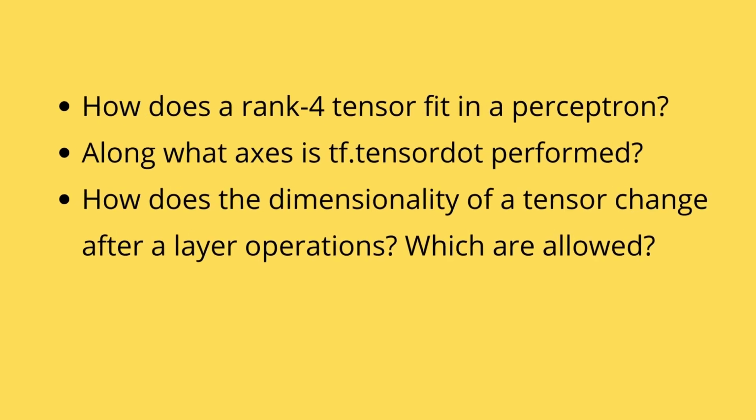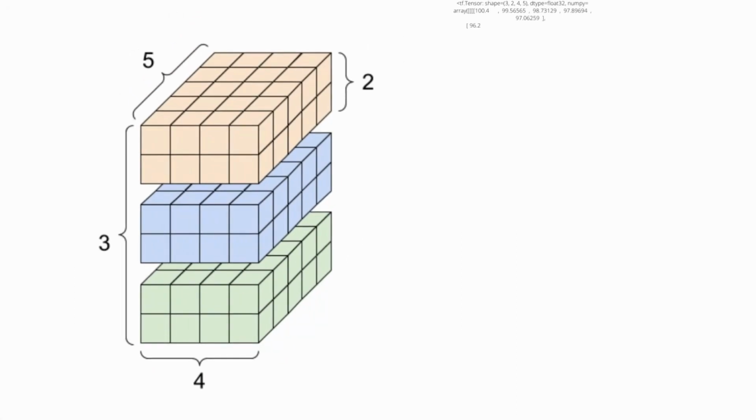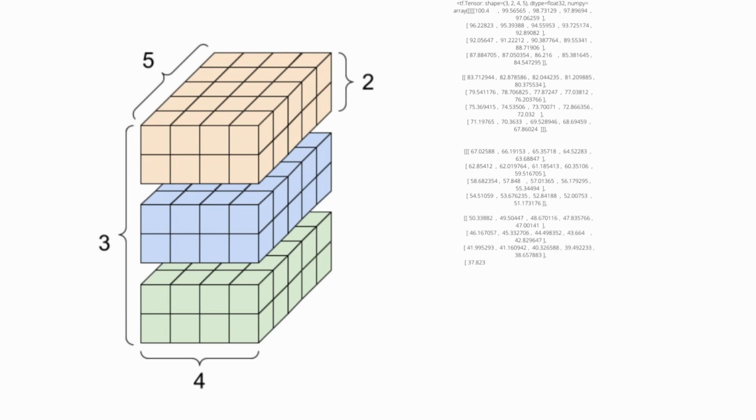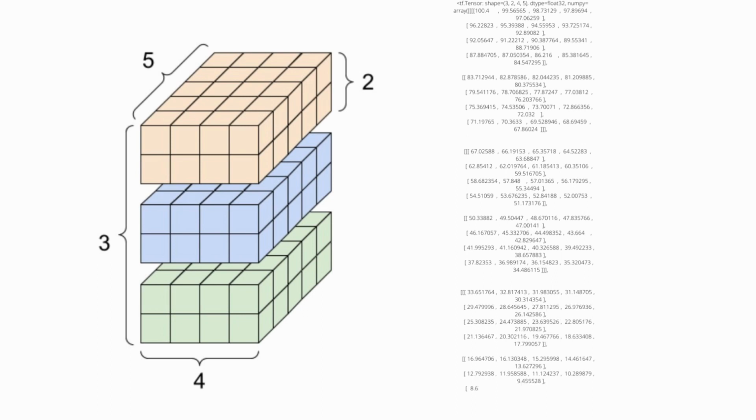So let's start at the very beginning. We know one part. We know what the tensor looks like. Here we have a rank 4 tensor with 4 axes, and 3, 2, 4, and 5 is the shape of our rank 4 tensor. This has 120 elements, and the elements are float32. So we have the input data structure.